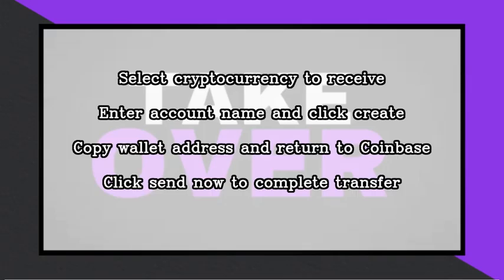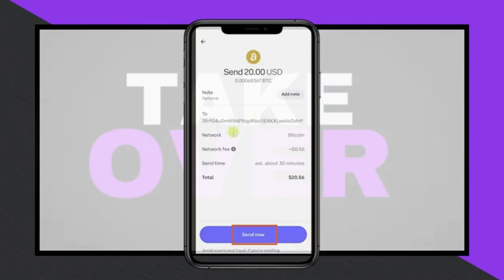Enter the amount you want to transfer and click Preview. If a warning appears, click Continue. Before completing the transfer, ensure that the wallet address and network match in both the Coinbase and Dcent wallet apps, and verify the amount being transferred.